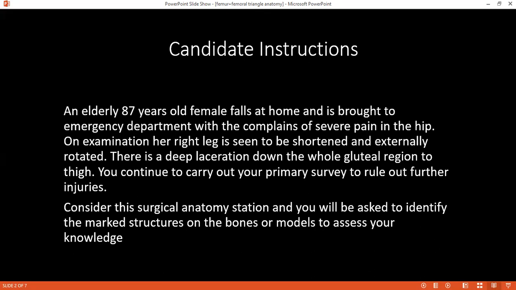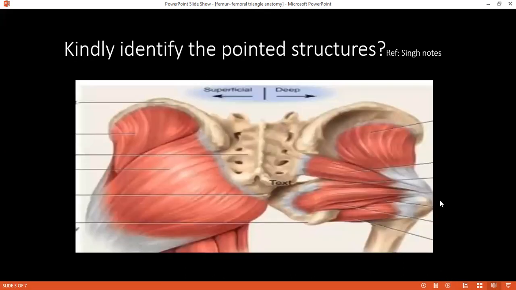Okay, so if you have read and understood, considering it's surgical anatomy station, kindly please begin. Right, I'll show you. If you can tell me, what are you looking at? What is this region?